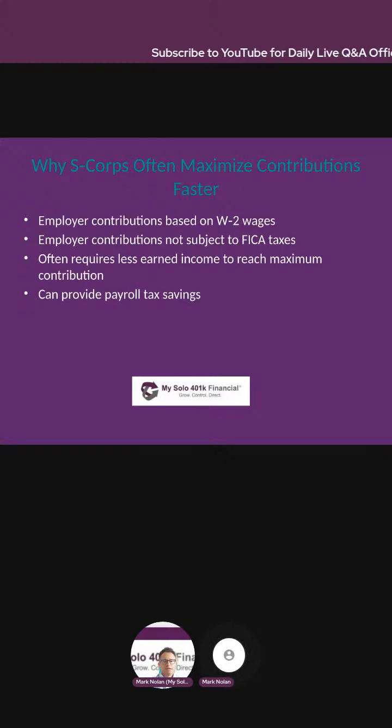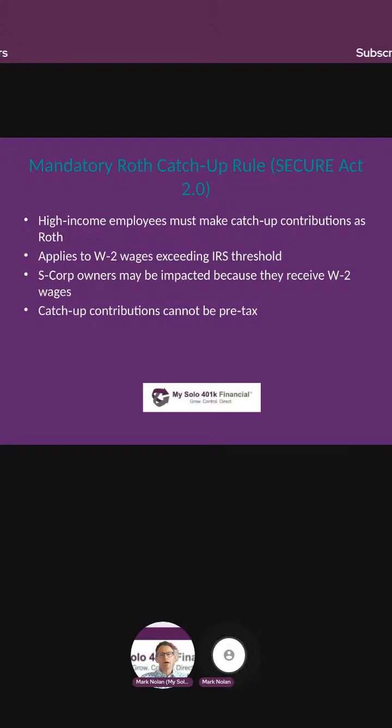As a result, it often takes less earned income to reach the maximum annual solo 401k contribution limit when using an S-Corp compared with the sole proprietorship. And we touched on this more earlier. Now, let's talk about the exception of where a sole proprietorship may be better than an S corporation self-employed business. And that has to do with the new mandatory Roth catch-up contribution regulations stemming from Secure Act 2.0.